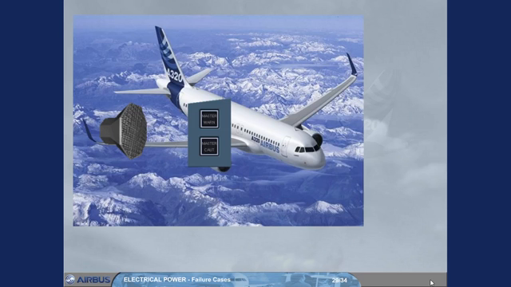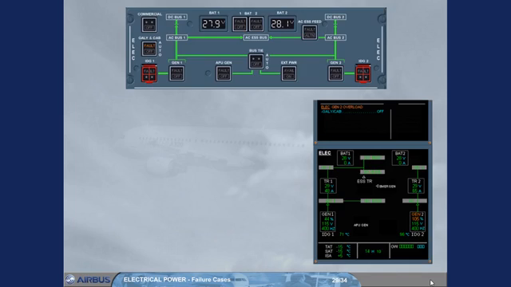Now, let's assume we are in flight. A generator overload has just occurred. Observe, on the ECAM ELEC page, the related gen and load indications are in amber, indicating that the load is above 100% of rated output. On the ELEC panel, an amber fault light comes on, helping you to locate the push-button switch corresponding to the procedure, in order to reduce the load on the faulty generator.